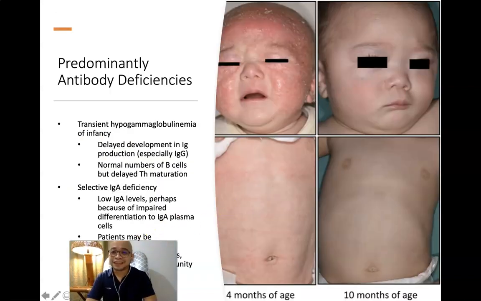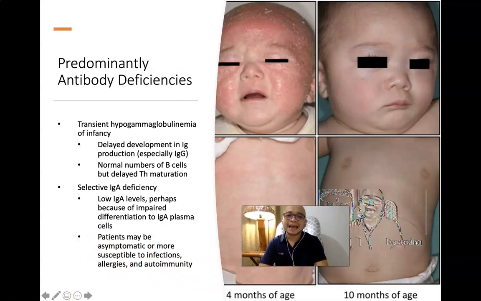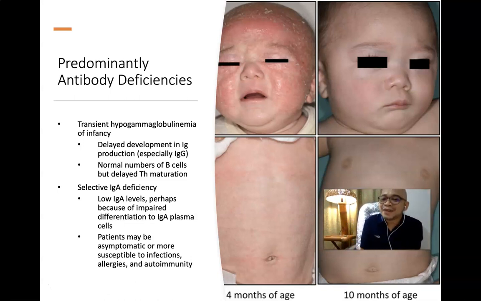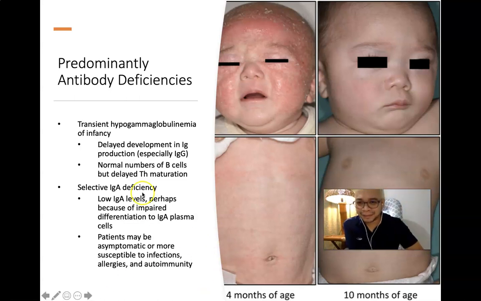So moving further, among the predominantly antibody deficiencies, we also have the so-called transient hypogammaglobulinemia. Here, the infant has a delayed development of immunoglobulin production, particularly that of IgG. However, it is transient, and when we say transient, it means it is just temporary.